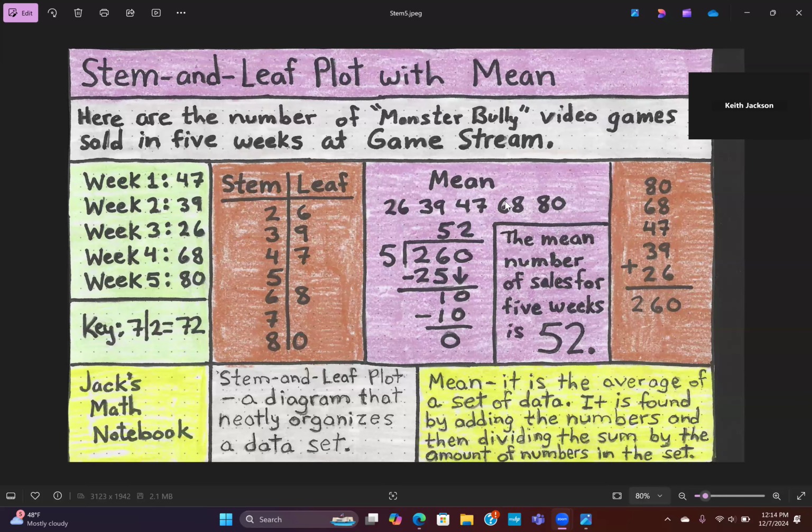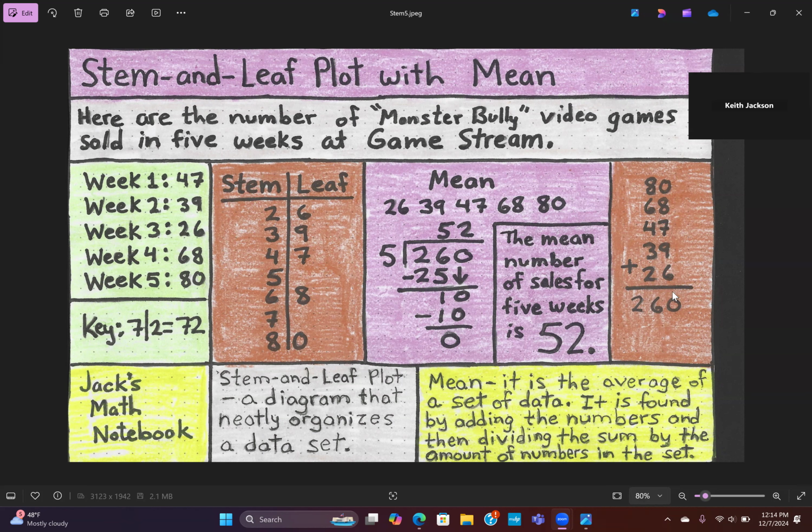In this video, we're going to pair the stem and leaf plot with the mean. And well, what is the mean? It is the average of a data set. It is found by adding the numbers and then dividing the sum by the amount of numbers in that data set. And so as you see right here, we have five numbers that we're going to add, and then we're going to find the mean for those numbers.